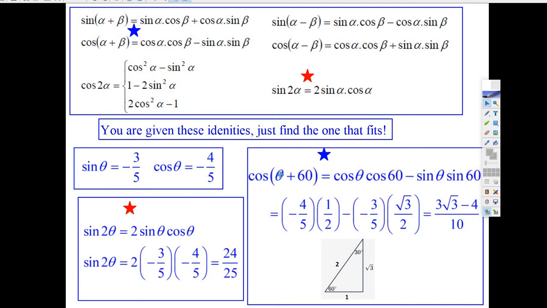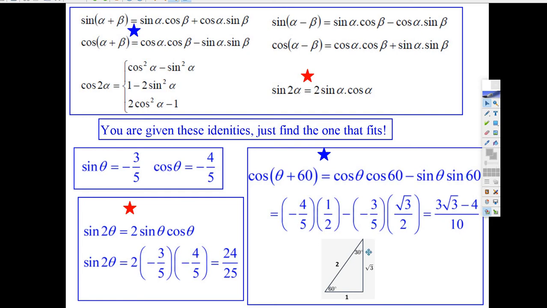Or where you see the cosine of 2 angles added together, you're given this formula sheet. So there's the cosine of 2 angles together. Just write down the formula. So the cosine of theta plus 60 is cos cos, it says cos alpha cos beta minus sin alpha sin beta, with theta and 60. So you just write down the formula and put in theta and 60, and you get a mark.